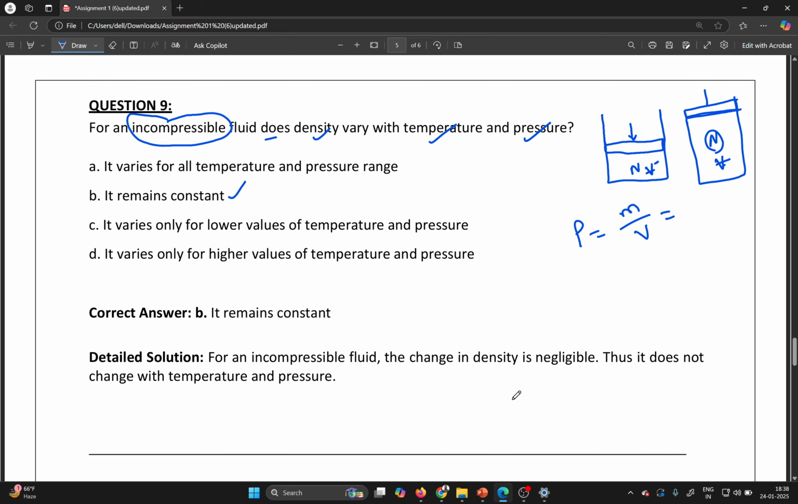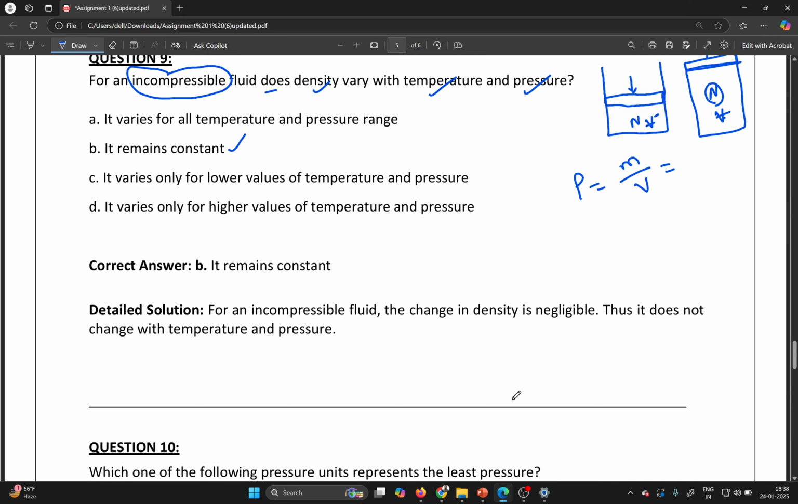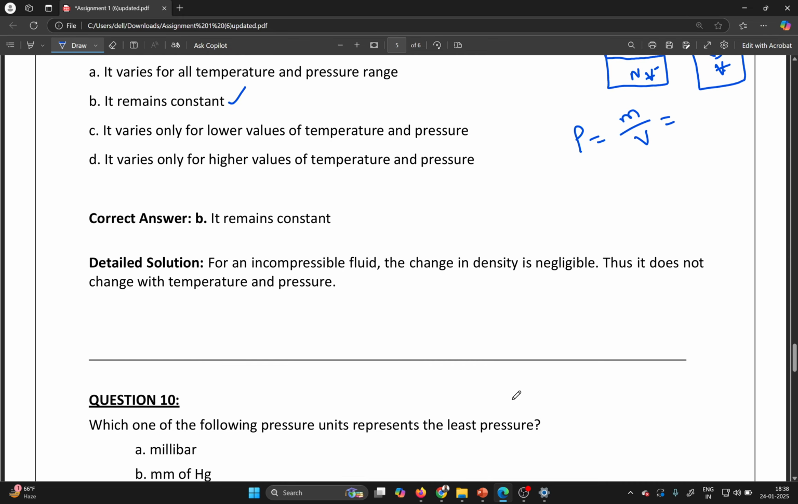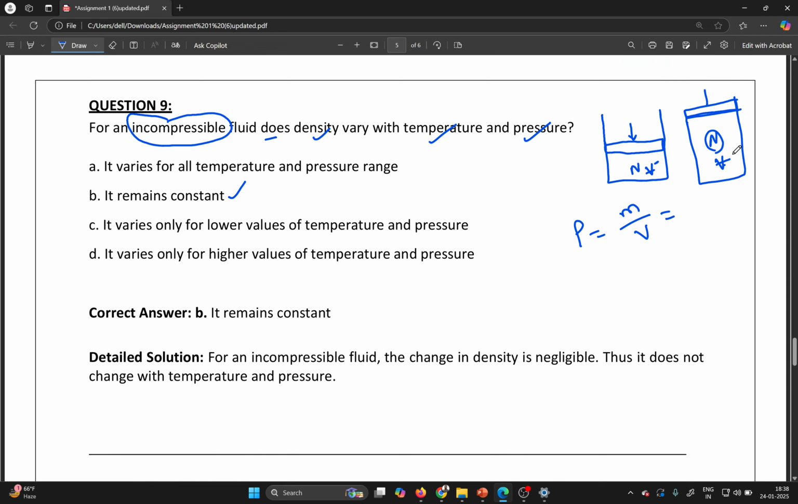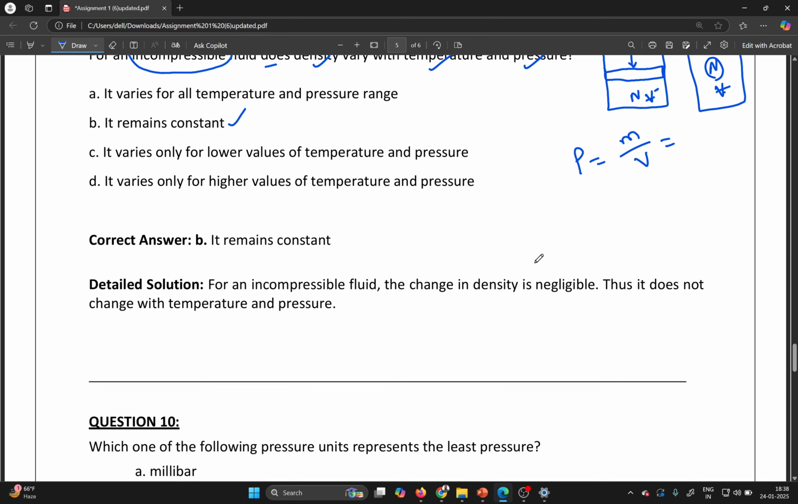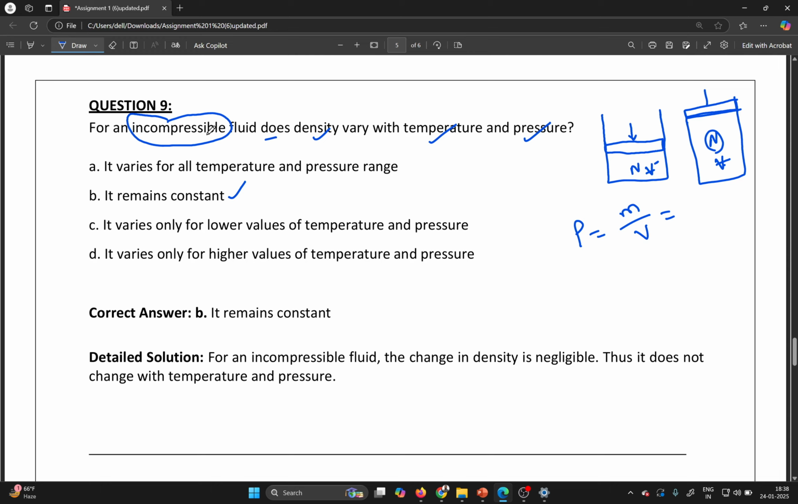Now we'll move on to the next question. I was talking about the compressible fluid here. But if the fluid is incompressible, you cannot compress it, then definitely your density will change very negligibly. That is, for engineering purposes, we will not consider it. Actually, we define the incompressible fluid like that. The density will not vary.